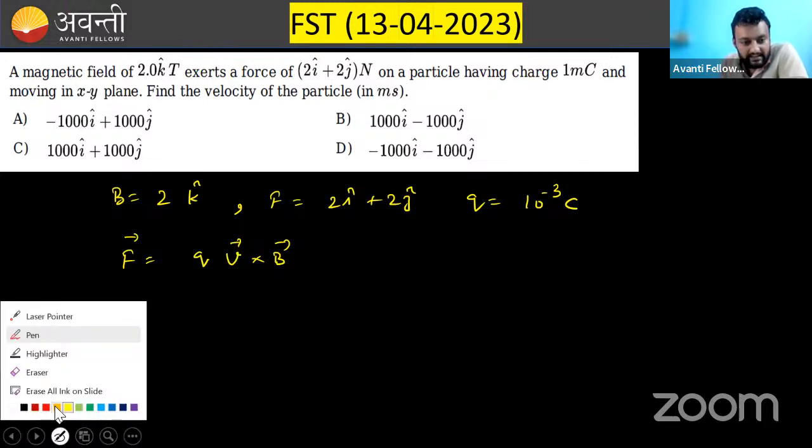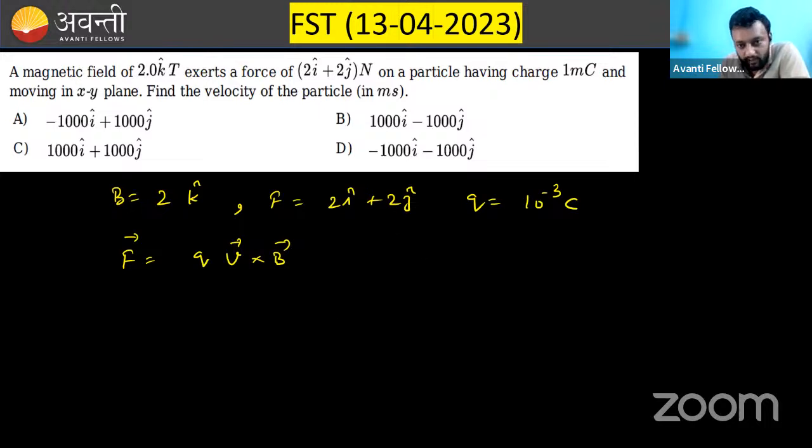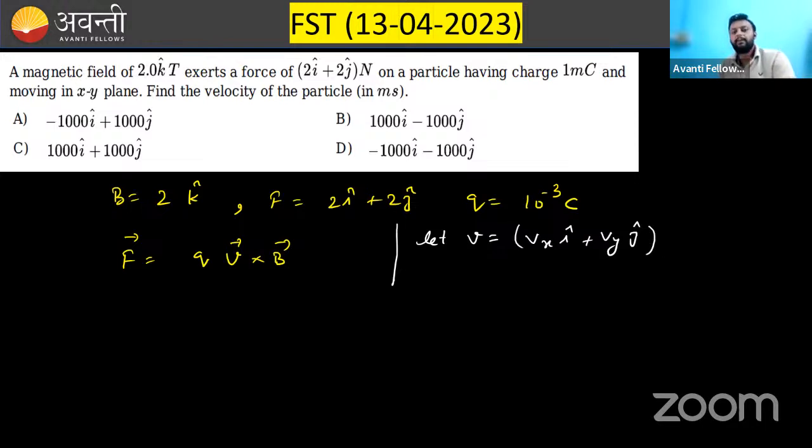Now, they are asking what should be the velocity. So I will say assume velocity is something, or you can see the options. Velocity has options something in I and j cap. So I am mentioning here V is something Vx I cap plus Vy j cap. I can also take k cap, but by the options it is clear that there is no k cap there. So I am taking only x and y components of the velocity.